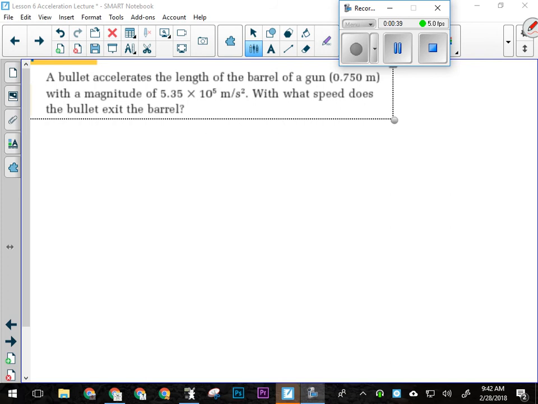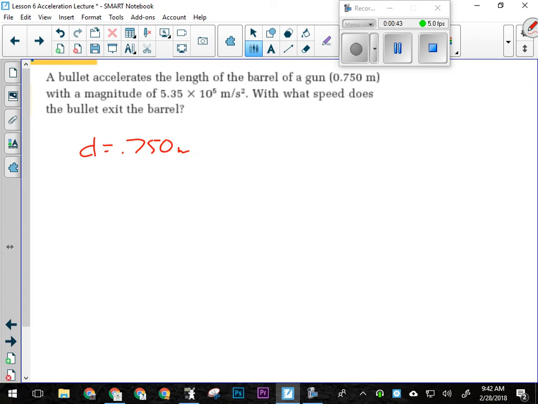So we've got a distance that's going to be 0.750 meters, right? We know the acceleration is massive, okay? It's 5.35 times 10 to the 5 meters per second, meters per second squared, sorry. So it's a massive acceleration because a bullet exits the barrel of the gun faster than the speed of sound if you're firing a rifle.